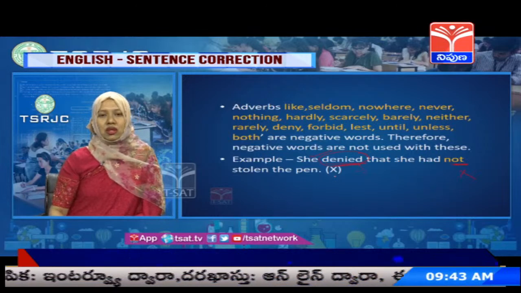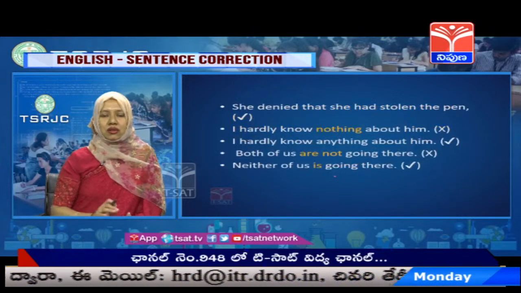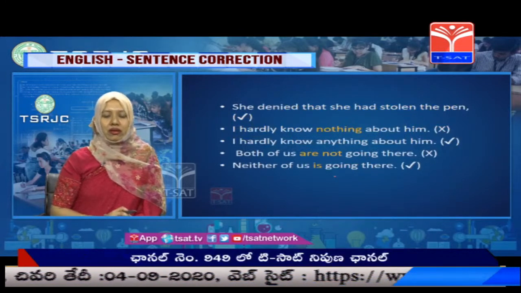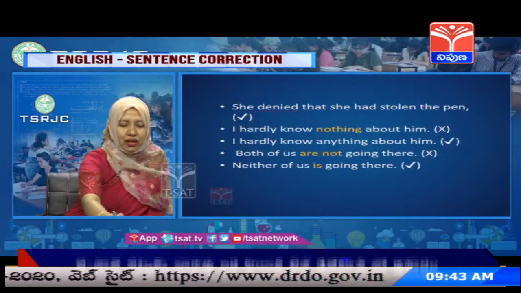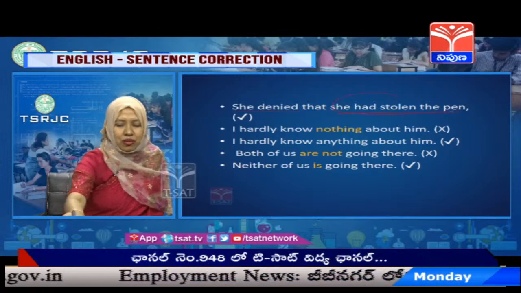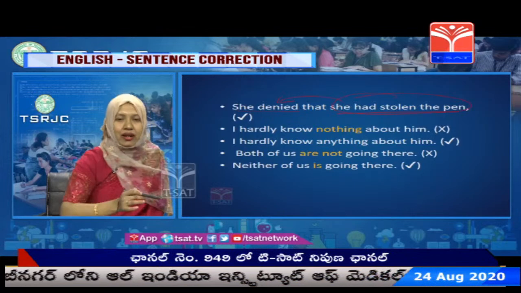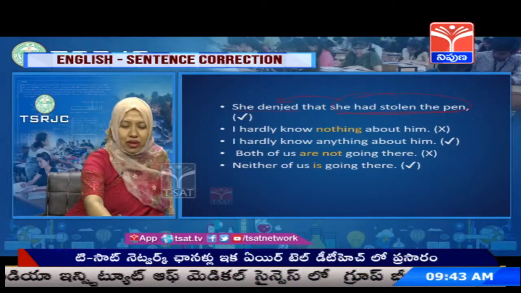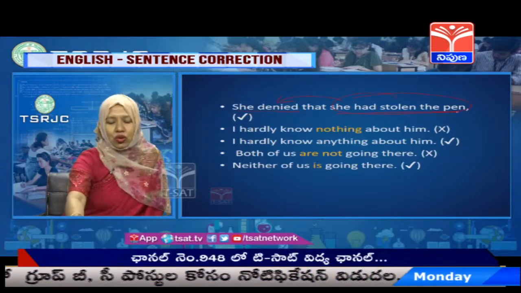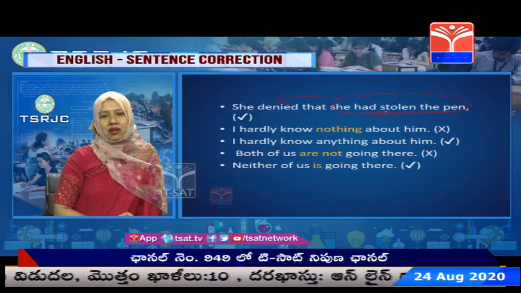Never use not or negative words with these adverbs. You should say, she denied that she had stolen the pen. She denied that she had stolen the pen. Here this doesn't mean that she had stolen the pen. You are giving clarity here, saying that, using the word denied, she said no, she had not stolen the pen. So there is no need of using not in this clause.